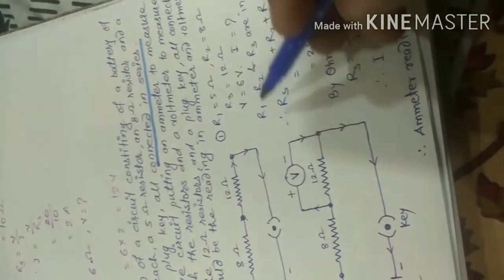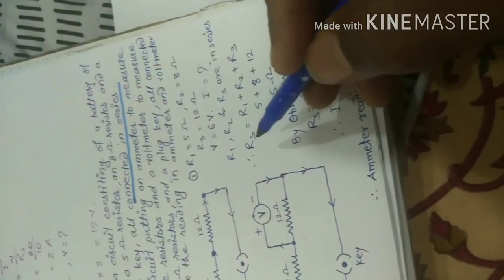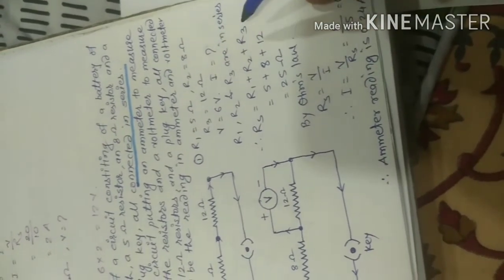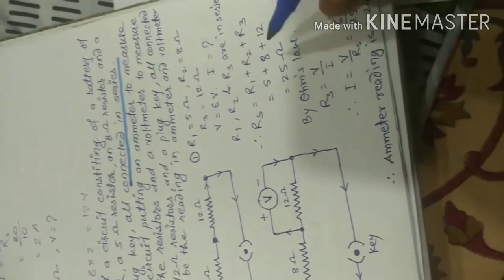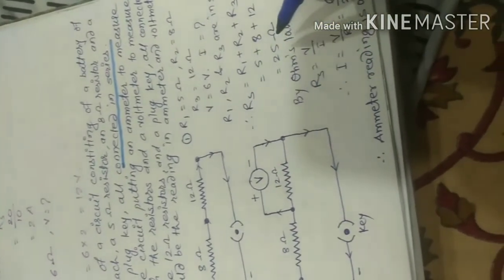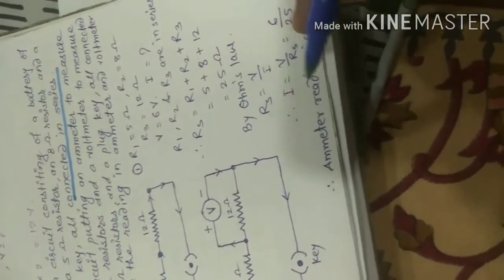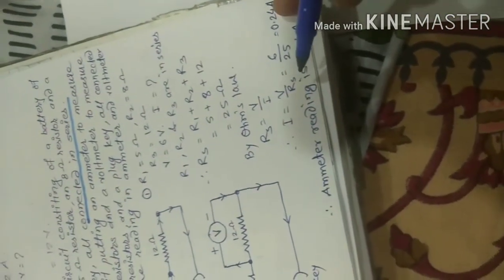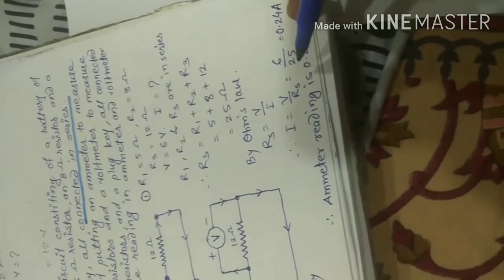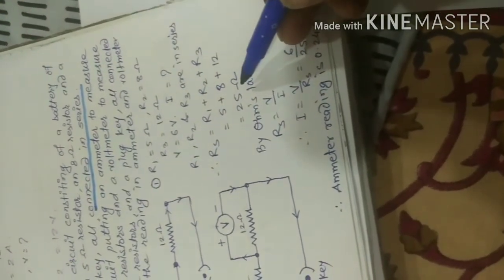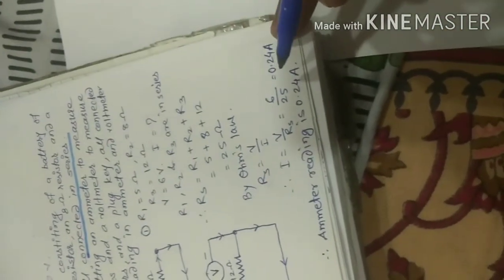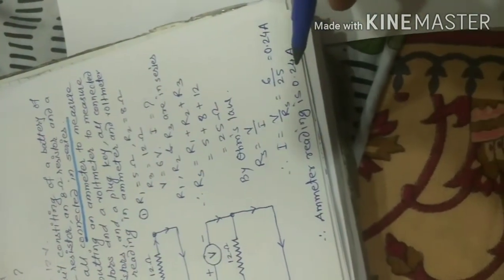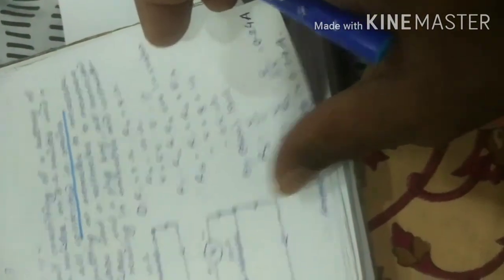To find the total resistance we use the formula RS equals R1 plus R2 plus R3. Substitute the values and we get RS. Now by Ohm's law, find the current: I equals V by RS. V is 6 and RS is 25 ohm, as calculated above. Divide it. What do you get? 0.24 ampere. So the ammeter reading is 0.24 ampere.